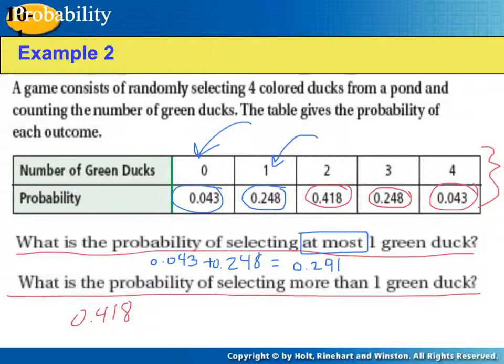0.418 chance of selecting 2 green ducks, 0.248 selecting 3 green ducks, and 0.043 for selecting 4 green ducks. How do I figure out the probability of me selecting 2, 3, or 4? Well, I have to add all of these up. When I add all of them up, I get 0.709. Okay? Done with this problem.